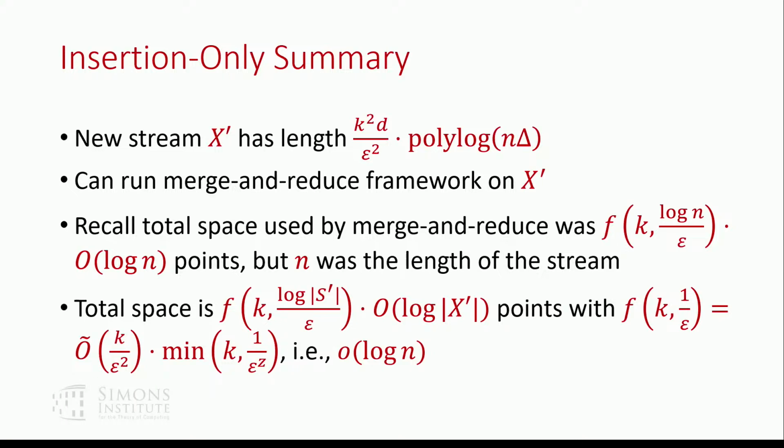Not sure if this is the exact same question or not, but basically, can you just do this in more and more layers? Can you get polylog star of n by taking your now merge and reduce stream and then merge and reducing that again? You can't get polylog factors because you'll always have the k squared d over epsilon squared. Oh, you're asking about polylog star factors in n.